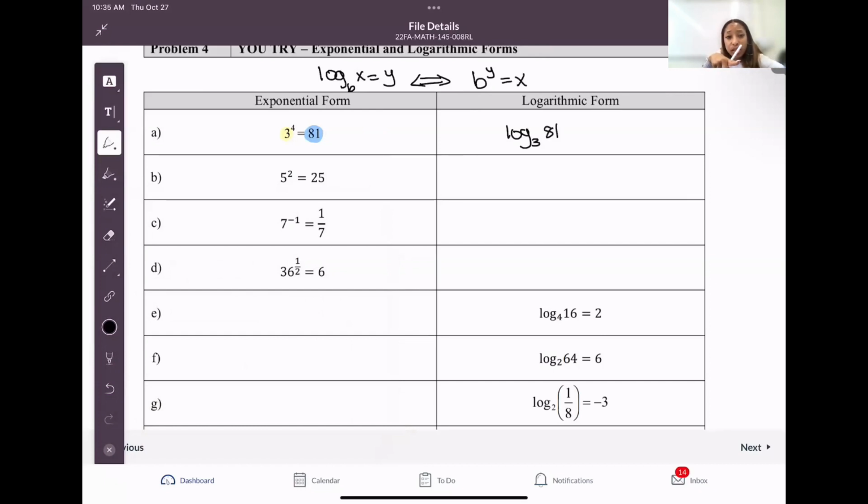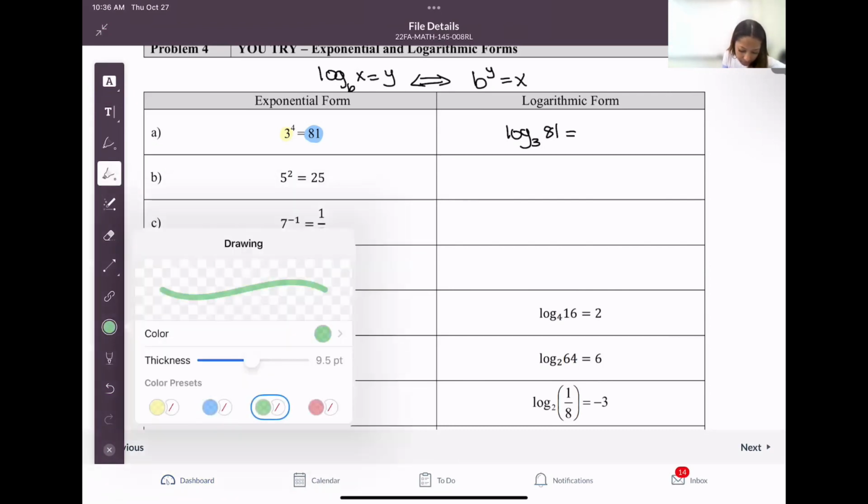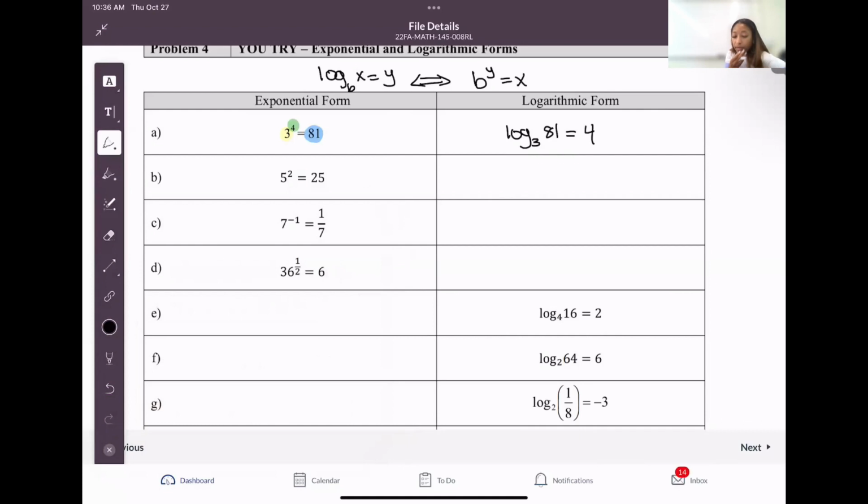Note, a lot of students will look at this and they say log of 3 to the 81 power. That is not correct. That's not what we're saying here. We're not raising 3 to the 81st power. We're saying we have log base 3 of 81. That means I want to have an exponential expression with base 3, and I want my output to be, or my answer to be 81. And then this should be equal to whatever the exponent is. Our exponent here is 4. So this is going to be equal to 4. That's the logarithmic form. 3 to the 4th power equals 81 is equivalent to log base 3 of 81 equals 4.